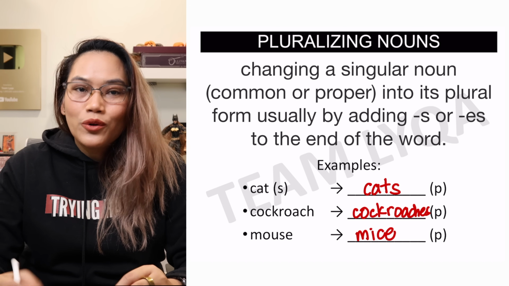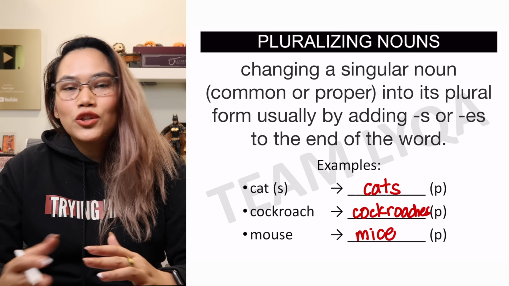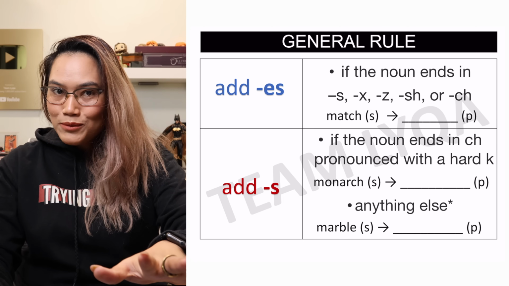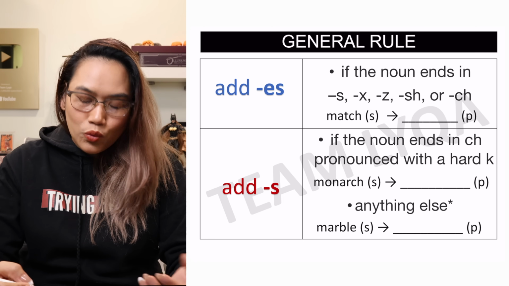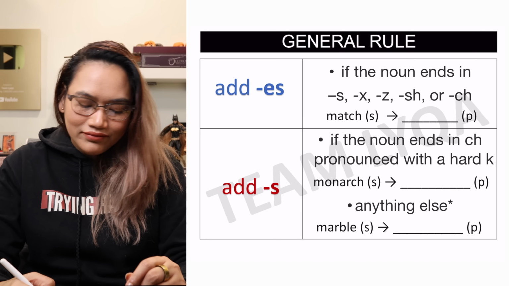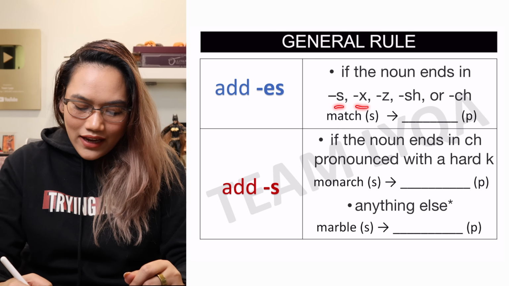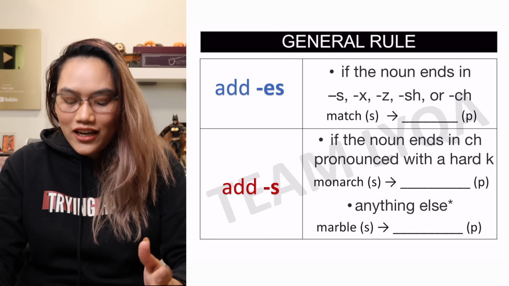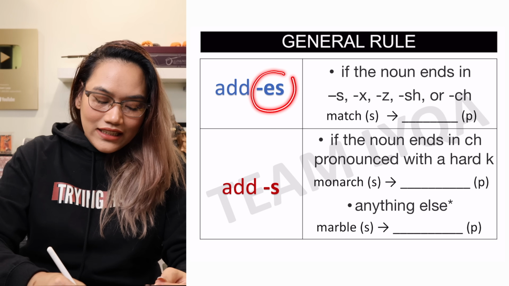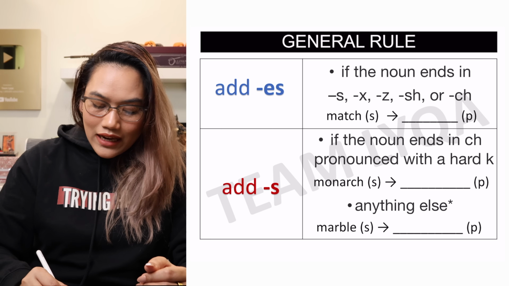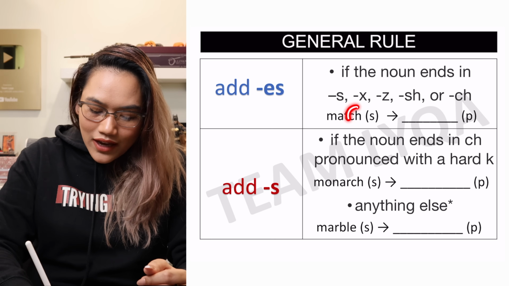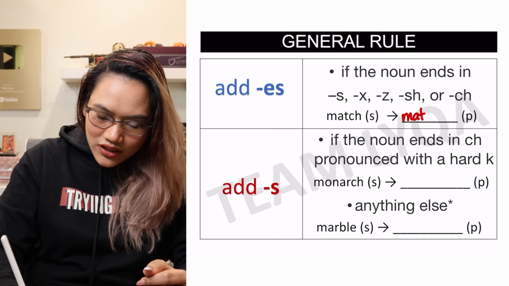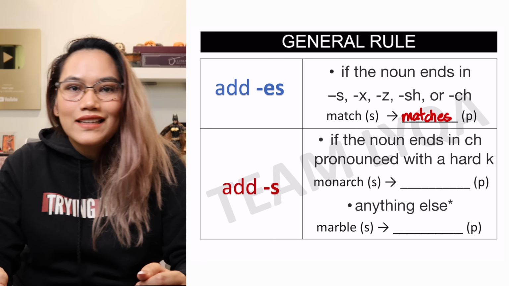Now for this video, we're going to focus on the rules as to whether you use an S or an ES at the end. The general rule, and again, there are exceptions, is that if the noun ends with an S-like sound, meaning it ends with an S, an X, a Z, an SH or a CH, you add an ES. So if you have a word like match, and again, it ends with that ch sound, the plural form of this word is matches. You just add an ES.